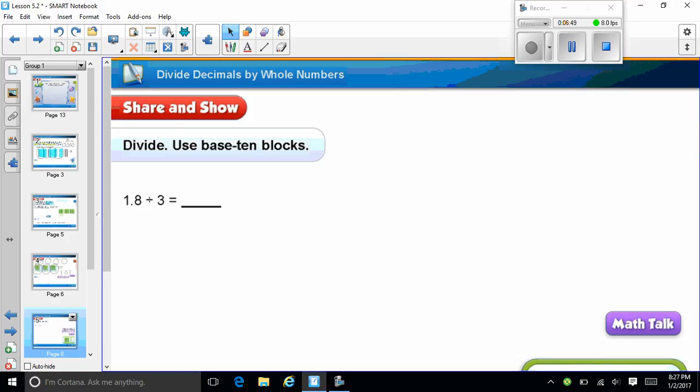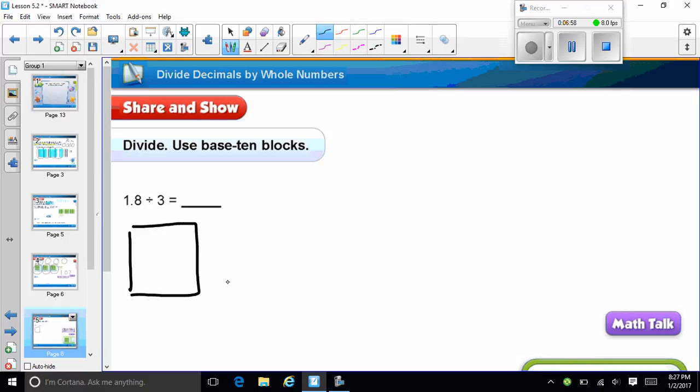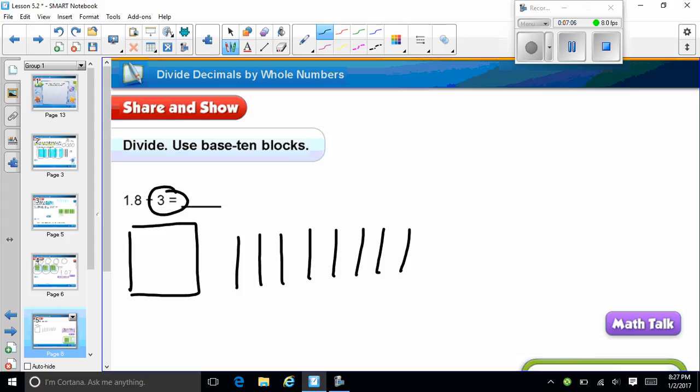Another way that I can do this is do a quick draw. And so in this case, I have 1 whole and 8 tenths. And I want to make them into 3 groups. And so I start here, my largest number. Well, I only have 1 whole, and I need to make 3 groups, so that's not going to work. So I'm going to change it so I have 18 tenths.